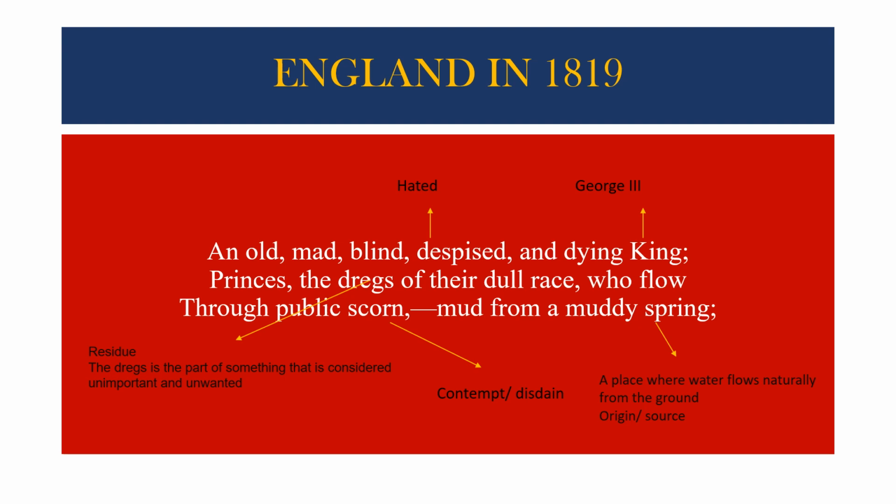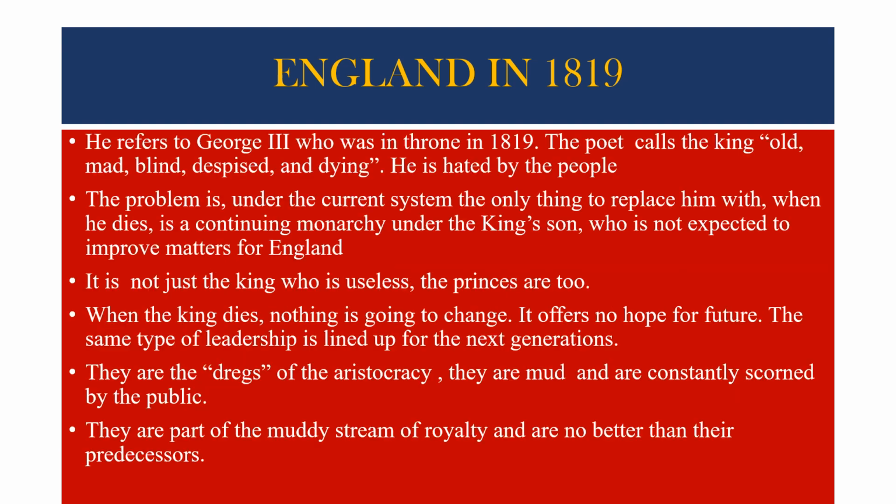But his death would not be a kind of relief for them, because then there will be princes who will be carrying on the legacy that the king would leave. So what these three lines tell us, he refers to George III, who was enthroned in 1819. The poet calls the king old, mad, blind, despised, and dying. He is hated by the people. The problem is, under the current system, the only thing to replace him with when he dies is a continuing monarchy under the king's son, who is not expected to improve matters for England.